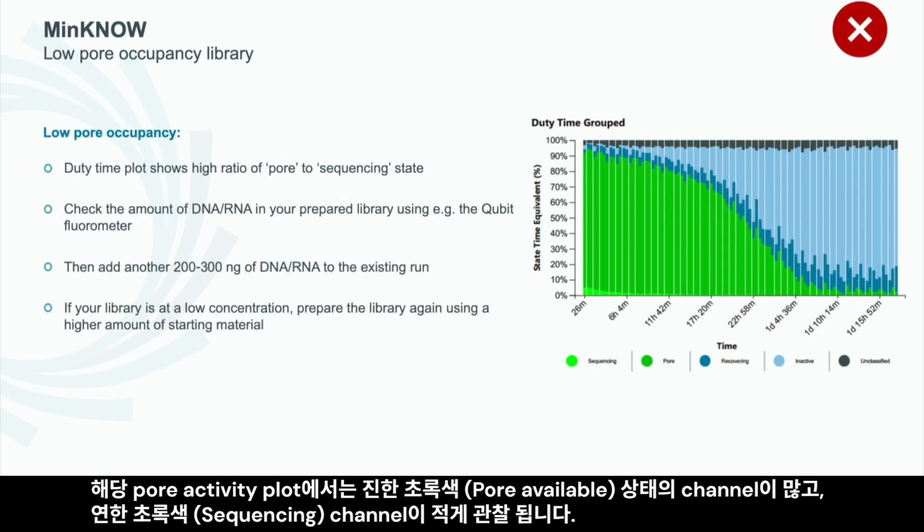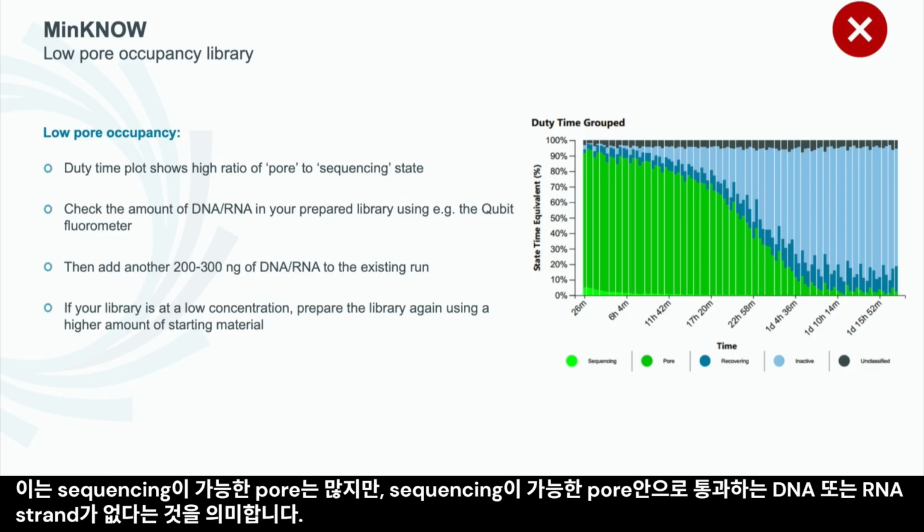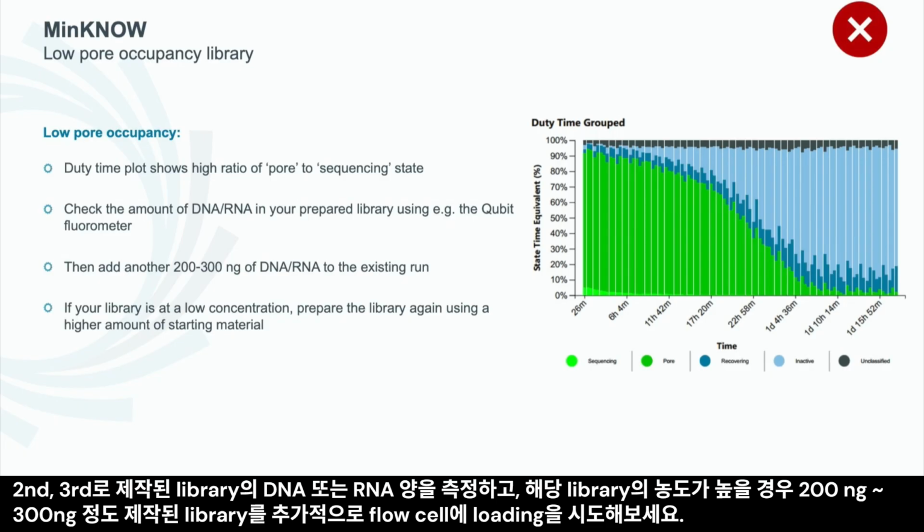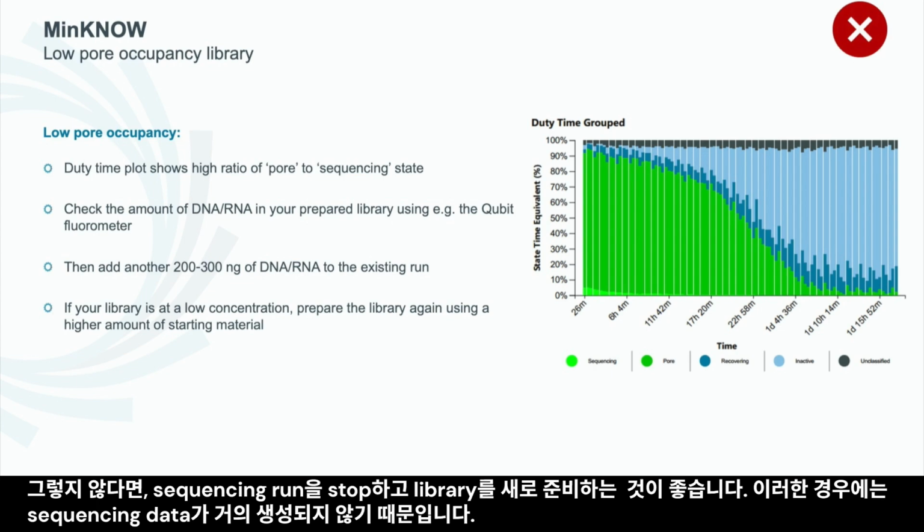In this example, we have a higher number of pores in open state in dark green, and very little percentage of pores that are sequencing in light green. This means that we have good pores for sequencing, but no molecules are passing through them. This typically indicates an underloading of the flow cell. So make sure you check the amount of DNA or RNA in your prepared library, then add another 200 to 300 nanograms to the existing run if your library is at a high concentration. If not, then please stop the run and prepare the library again, as very little sequencing data will be produced from a run like this.